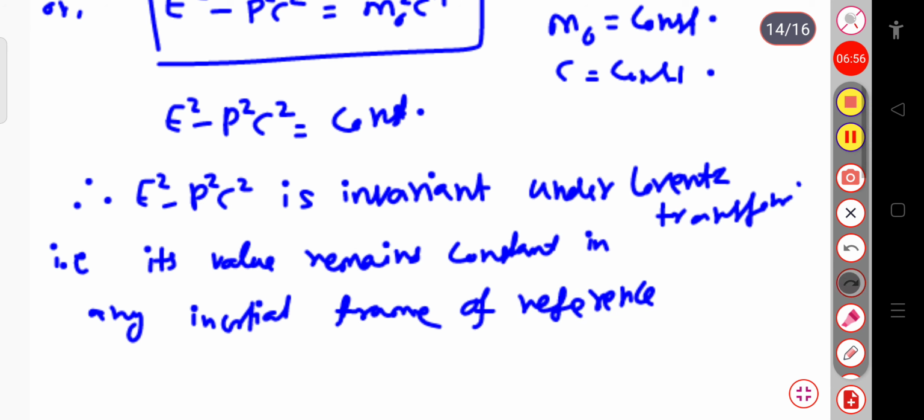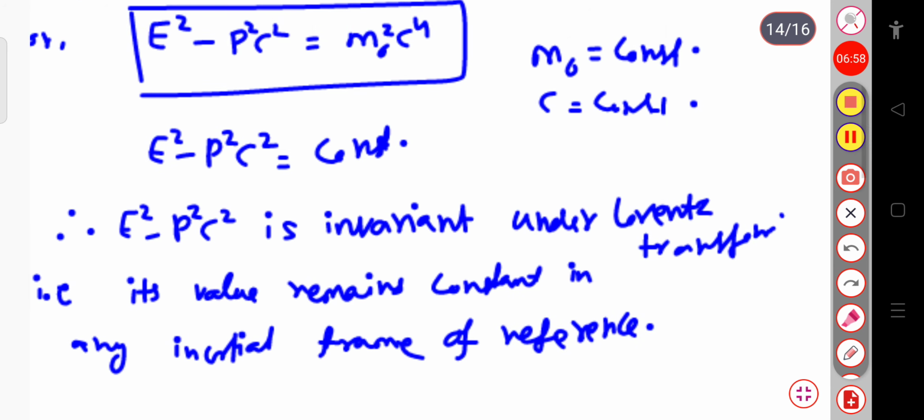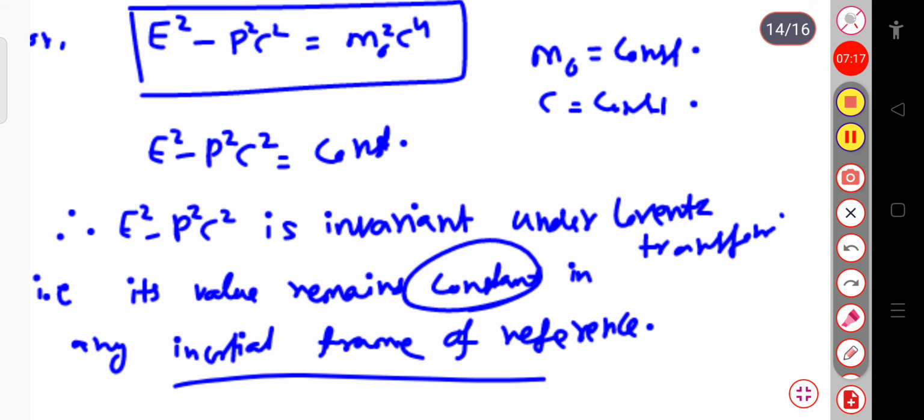So the relation that we established between the relativistic momentum and the total energy of the system, E square minus p square c square, remains invariant under the Lorentz transformation equation. The value of E square minus p square c square is a constant in any inertial frame of reference.